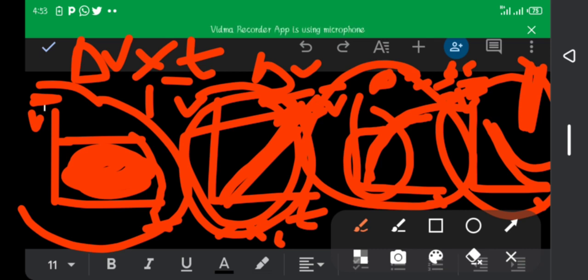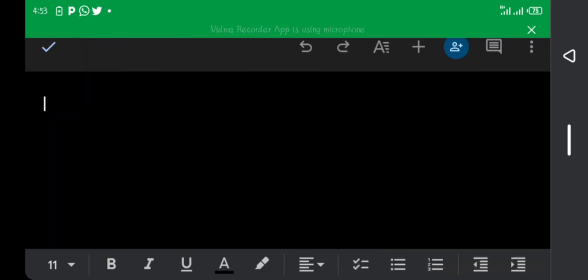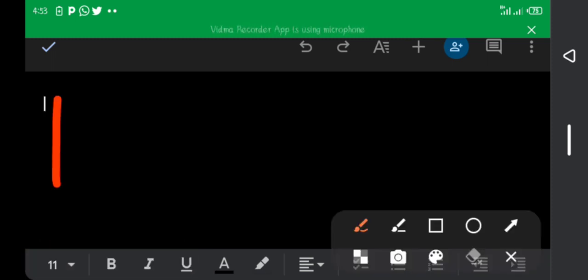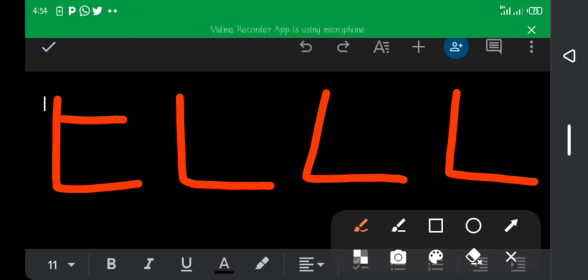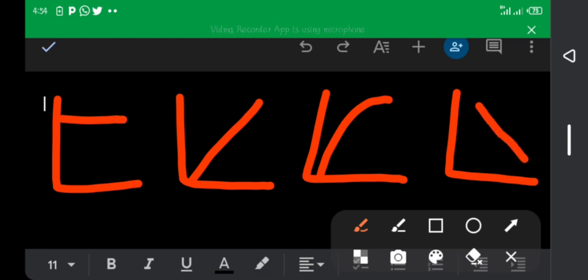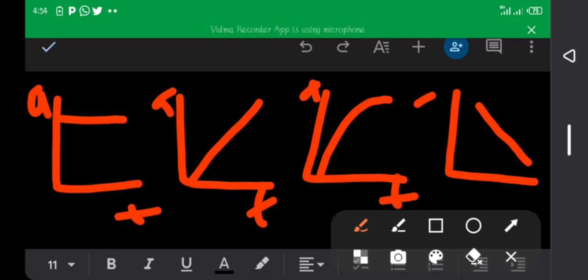Now let's go to acceleration time graph. So now you're going to have acceleration against time.